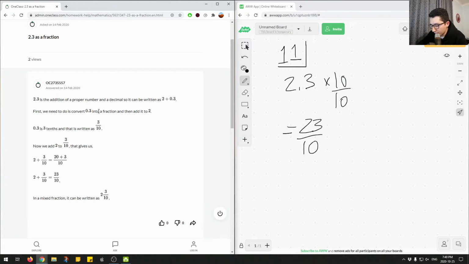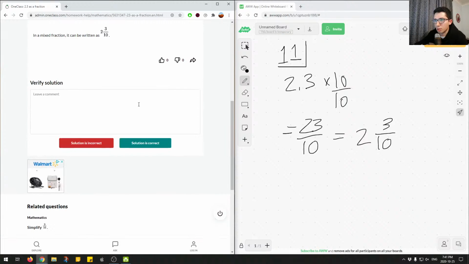And then you can convert this. You can see that there's a 23, so we know 10 goes into 20 twice, so we know it's 2, and then we're left with 3/10, because there's still a 3 remaining. So this is a way to think about how to convert it into a fraction form. So we'll mark this question as correct over here. Great job. Correct answer.